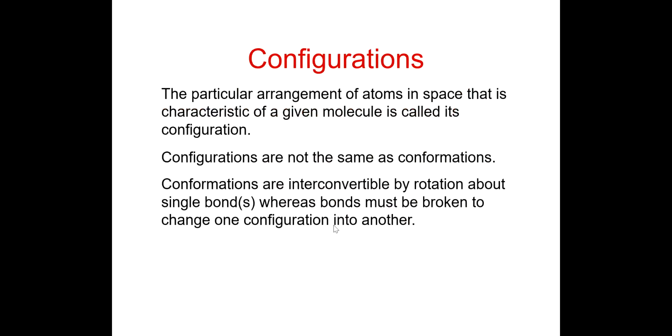We talk about configuration, but what does it mean actually? The configuration is the particular arrangement of atoms in space that is characteristic of a given molecule. Okay, but pay attention, please, because configuration is not the same as conformation. So these two are different. How is it different? Conformations are interconvertible by rotation about single bonds, whereas bonds must be broken to change one configuration to another.